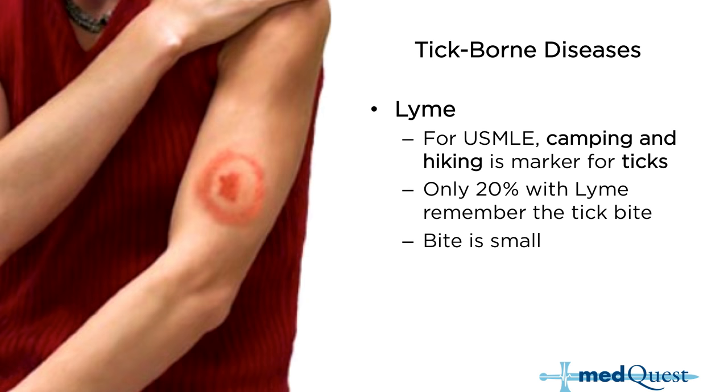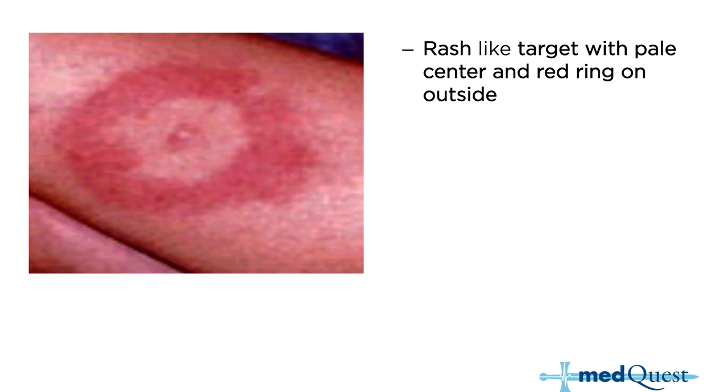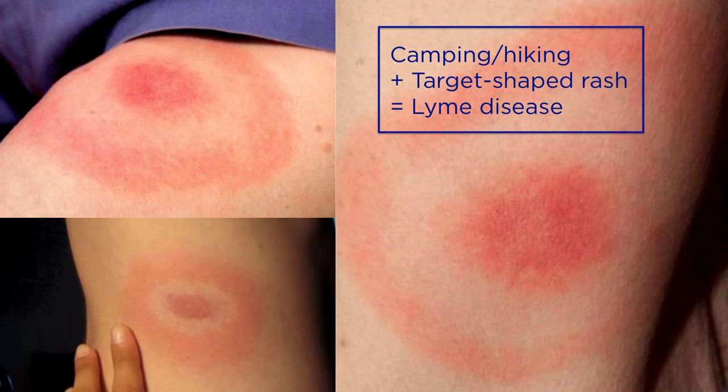But the Lyme rash, when it occurs, is actually more specific than serology. That's one of the things about Lyme rash. It's so characteristic that it is more precise than the serology. It's sometimes called erythema migrans, not a great name, meaning red skin that moves.